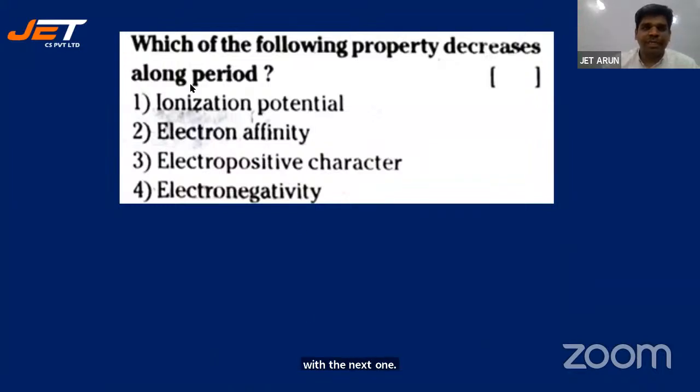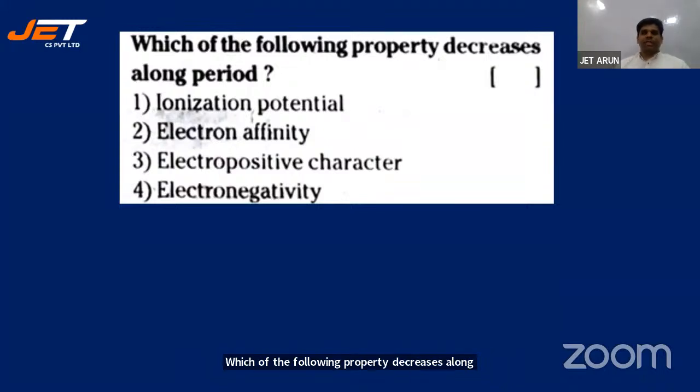Which of the following property decreases along the period? Is it ionization potential, electron affinity, electropositive character, or electronegativity?